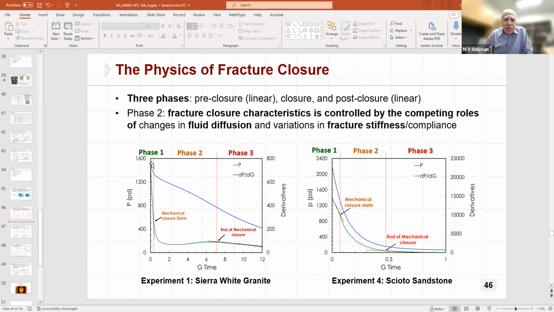Sure. Let me just make a comment first on the previous question. The reopening pressure that you measured looks to be closer to the end of the mechanical closure that you defined than the start. So that becomes an issue, because reopening pressure should be closer to the minimum in situ stress. So there's something we have to resolve here.